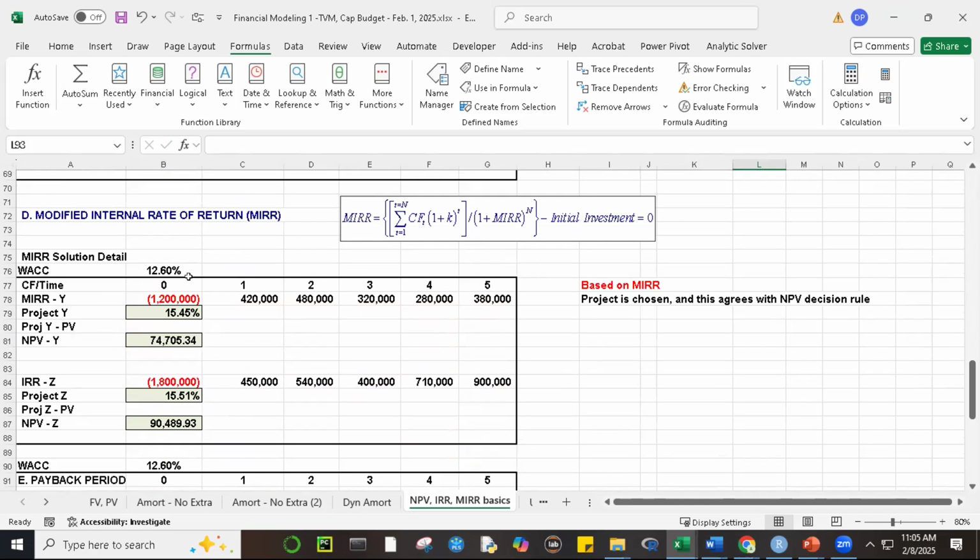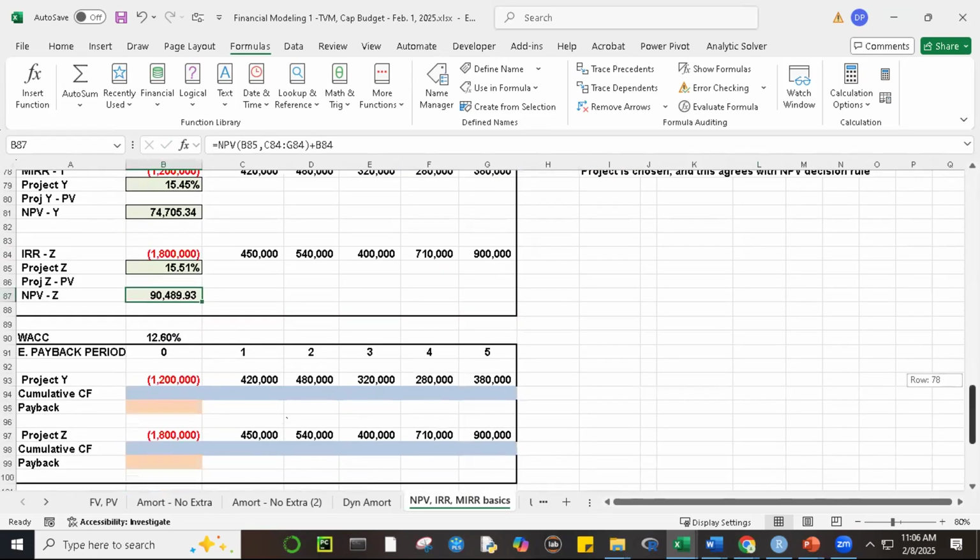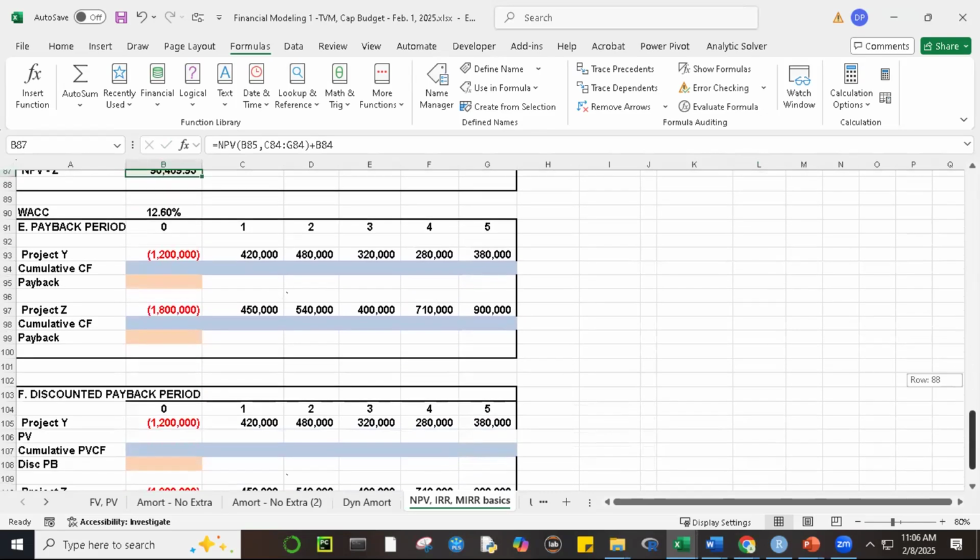In fact, when we use the MIRR as our cost of capital, you notice that this agrees with the WACC discount rate. This one, 74.70. This is 94.89. So project C is the preferred model.